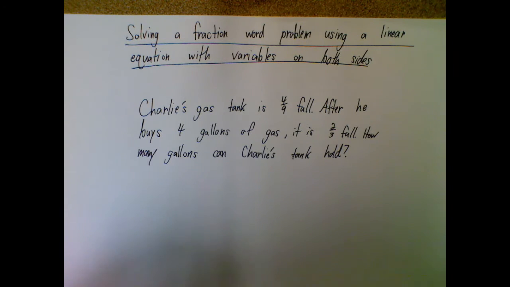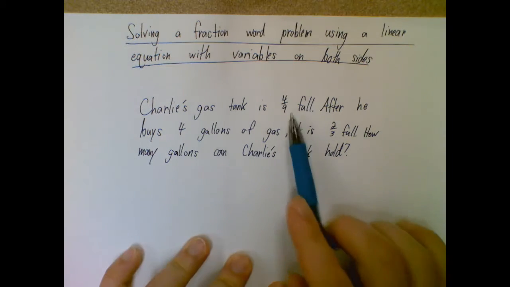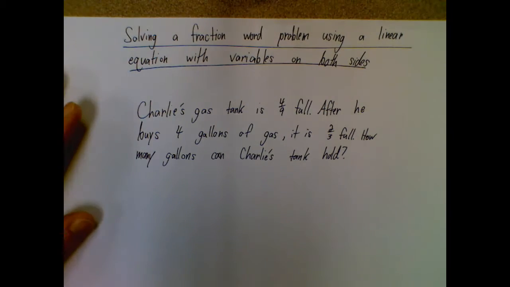Today we're going to be looking at the ALEKS topic, solving a fraction word problem using a linear equation with variables on both sides. As expected, we're going to have a couple of fractions floating around as we solve this.